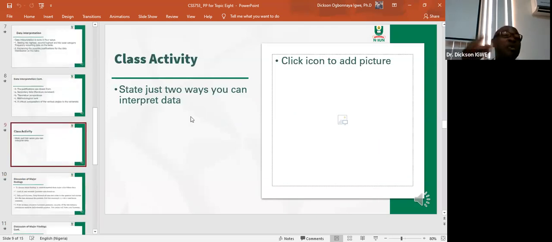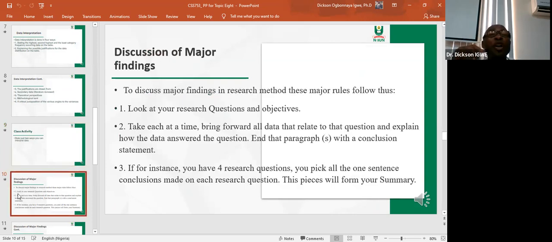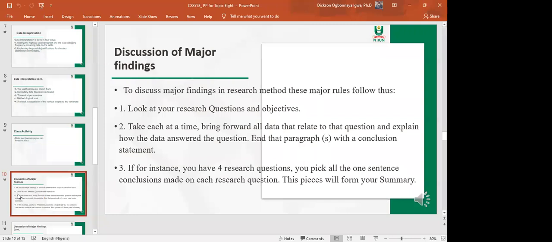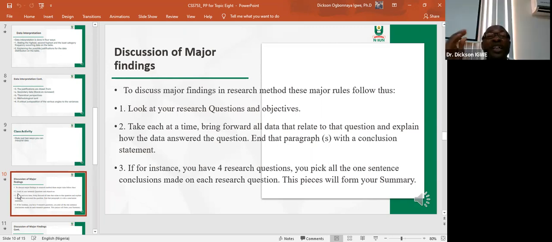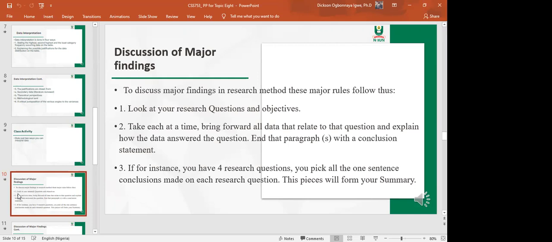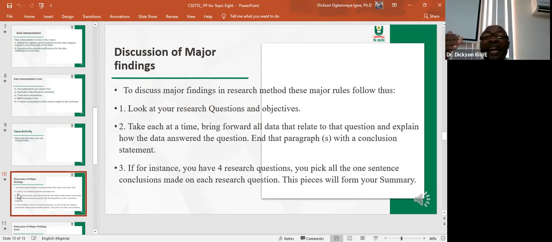So class activity, I will leave this for the discussion session. We go to discussion of major finding. To discuss major finding in research method, there are the following major rules. Look at your research question and objectives. That's very important. Take each at a time. Bring forward all data that relates to that question and explain how the data answered the question. End that paragraph or paragraphs with a conclusion statement. If, for instance, you have 4 research questions, you pick all the one-sentence conclusions made on each research question. These pieces will form your summary.